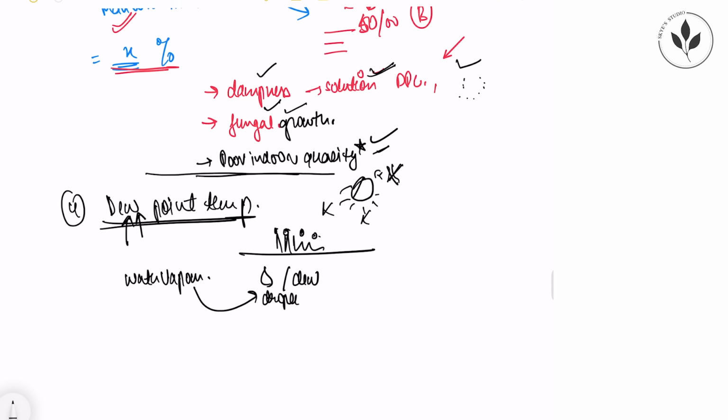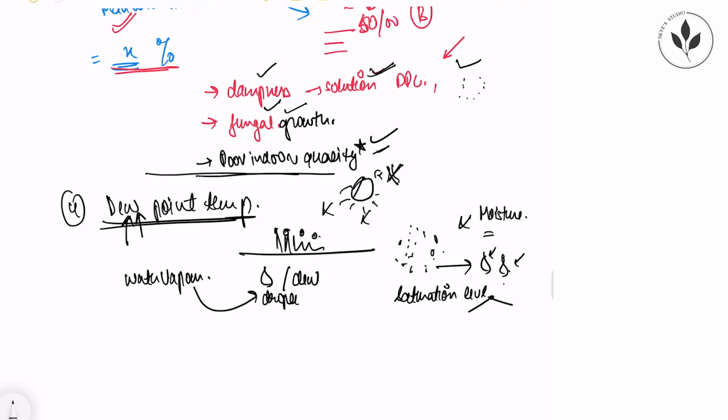That point is called dew point temperature, because there will be a certain time when your air is holding water vapors. Then we say there is moisture in the air, there is dampness in the air. But a time will come when it will reach its saturation level, and after this saturation level, this moist air will convert itself into a water droplet, which will be called dew. And that point where it breaks, that saturation point, is known as dew point temperature.